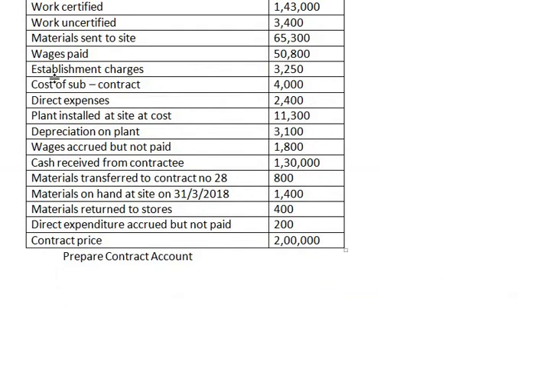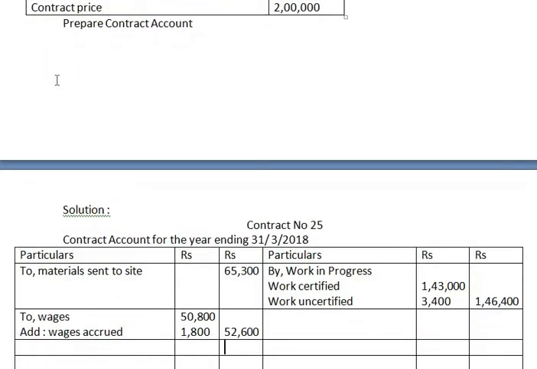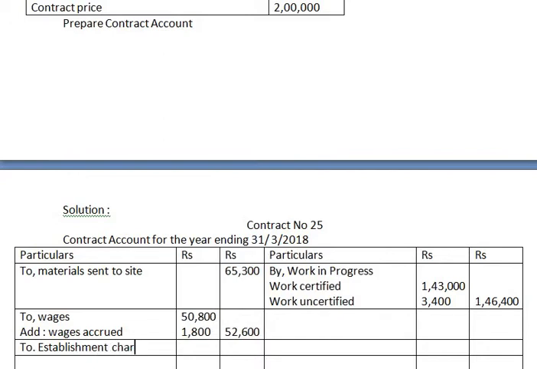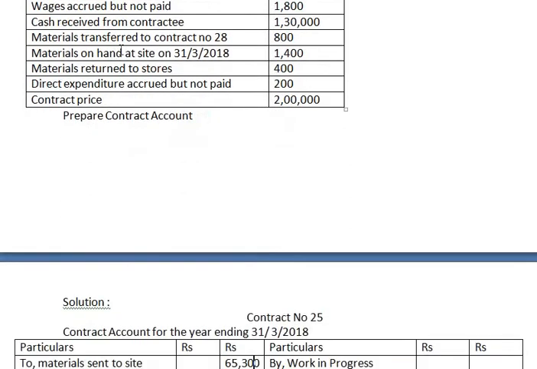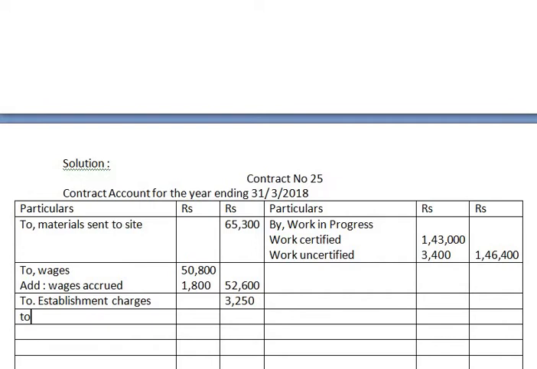Now next is establishment charges. Establishment charges is an expense, so we need to record it on the debit side. To establishment charges, there is no adjustment, so write the amount in the outer column: 3,250. Next is cost of subcontract, 4,000. It is an expenditure, again on the debit side. To cost of subcontract, again there is no adjustment, so directly write the amount in the outer column.